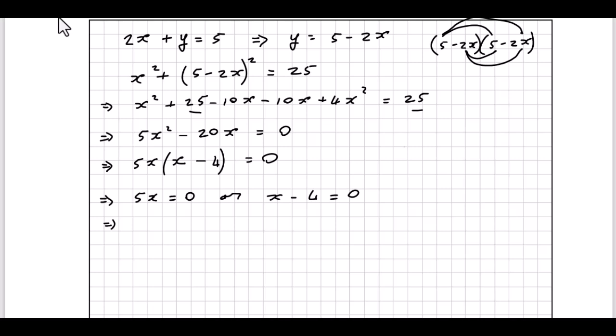If 5x is equal to 0, divide by 5. Divide the left hand side by 5, you get 1x. Divide the right hand side by 5, you'll get 0. Or we've got x minus 4 is equal to 0. Add 4 to the left hand side, you'll just get x. Add 4 to the right hand side, you'll get 4.